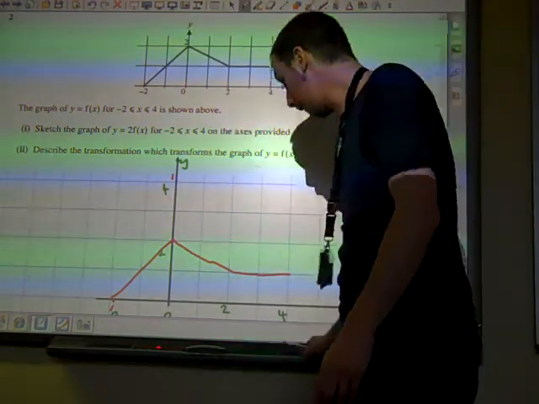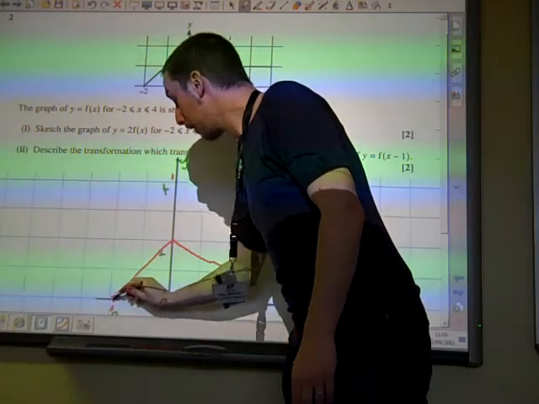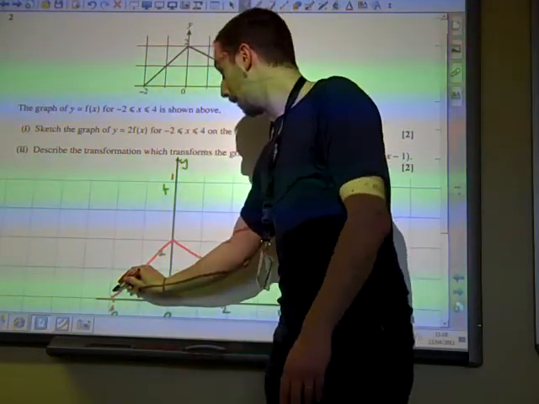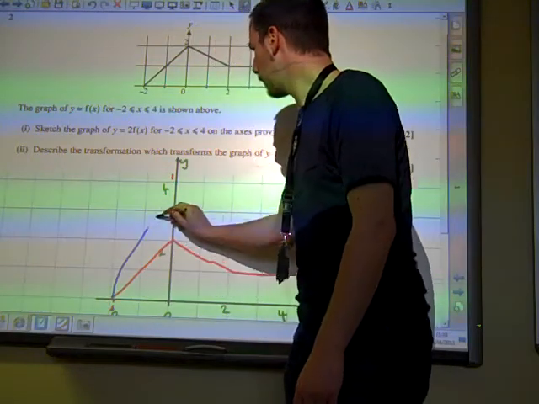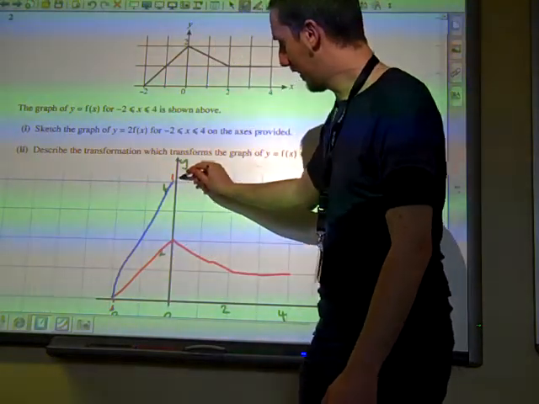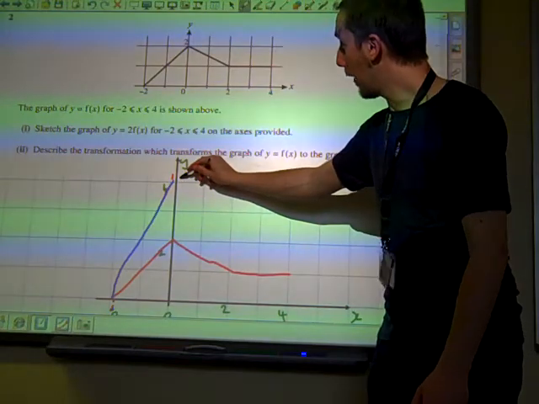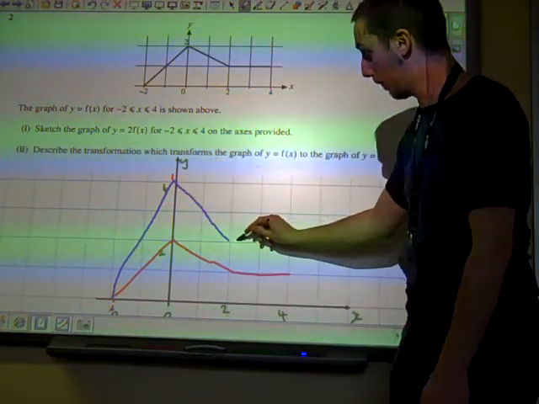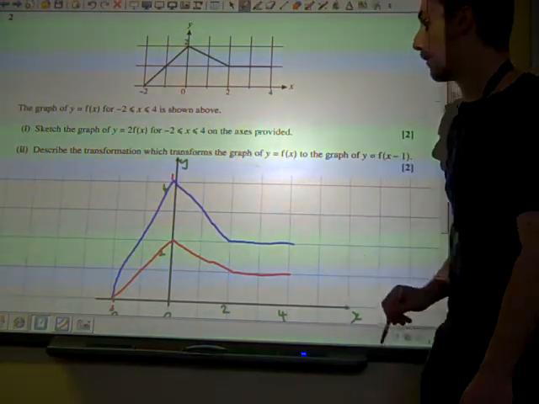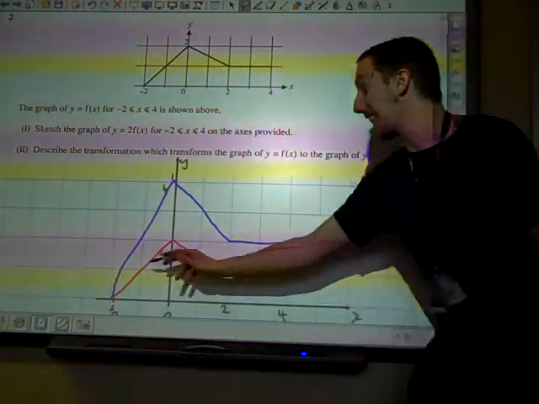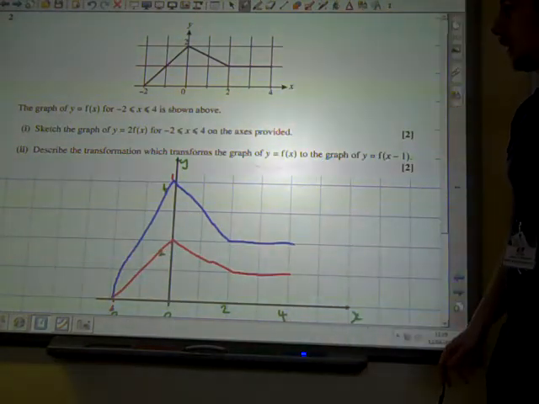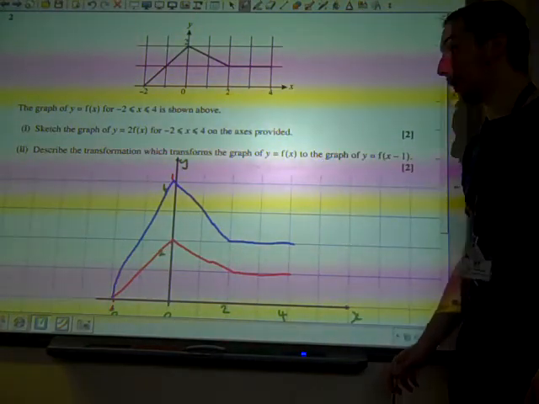So our new graph is going to start at the same point, because twice as far from 0 is still 0, and it's going to go up as a straight line to 4. And then that bit twice as far up, so that's going to go down to 2, and then that's going to remain twice as far up, so it's going to look like that. That's a straight line there, just in case. Okay, so that would be the first 2 marks.